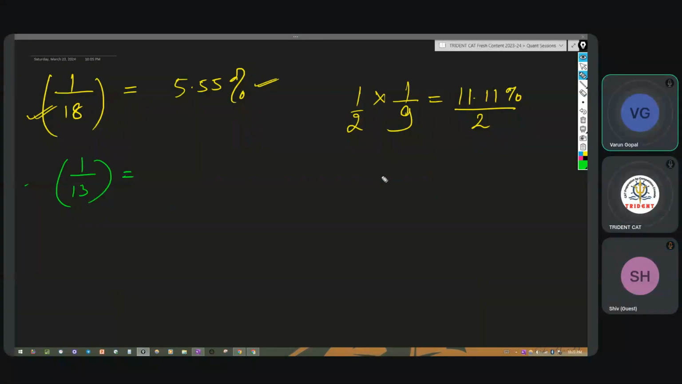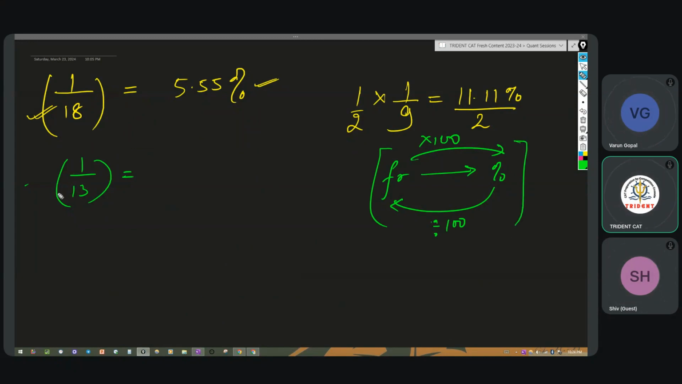What did I say? Fraction to percentage: every time you have a problem, multiply by 100. Percentage to fraction, you have to divide by 100. This is the algorithm that you should always keep in mind. Sir, I have no idea about this part. What I will do is I'll just write it like this and then do something about it. Ideally, you should remember it. This is nothing but 7.69 percentage.